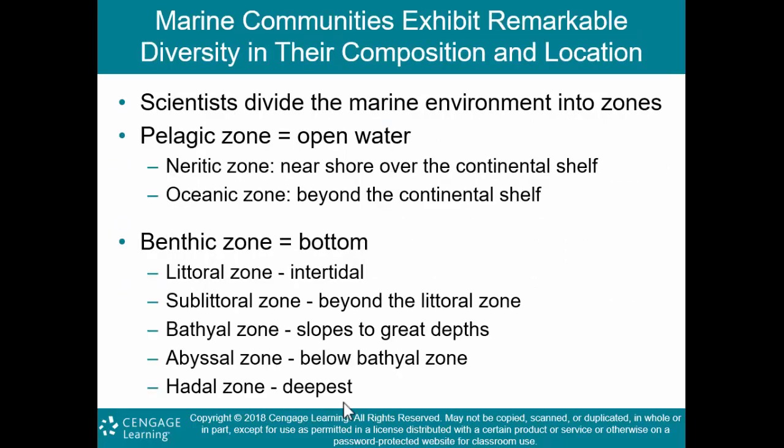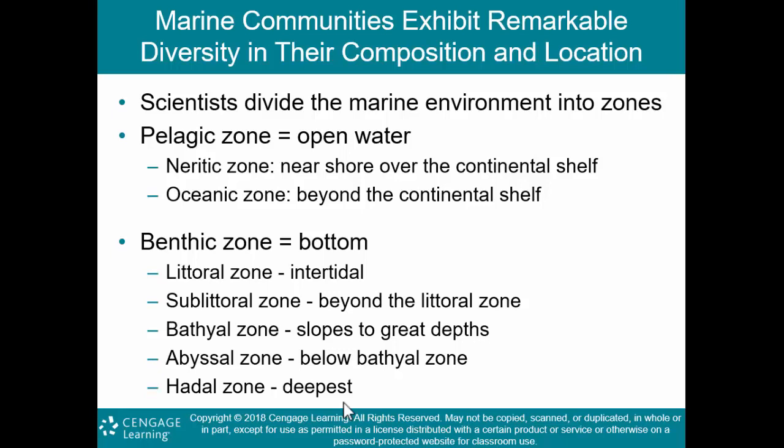So marine communities do exhibit remarkable diversity, not only in their composition, but in the locations where they can thrive. Again, you can have shallow water near the ocean, or clear water in a tropical ocean, or you can have something down deep in the Marianas Trench. So scientists divide the marine environment into zones. A pelagic zone, which is the open water, and there's the neritic pelagic zone, which is near shore over the continental shelf, and then there's the oceanic pelagic zone, which is beyond the continental shelf.